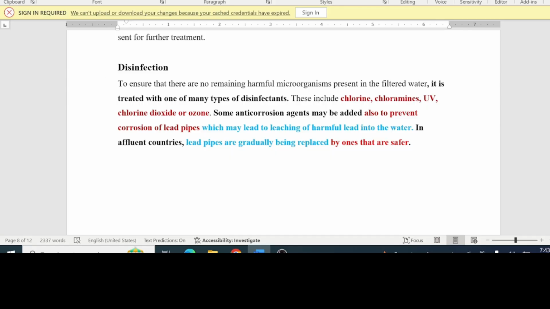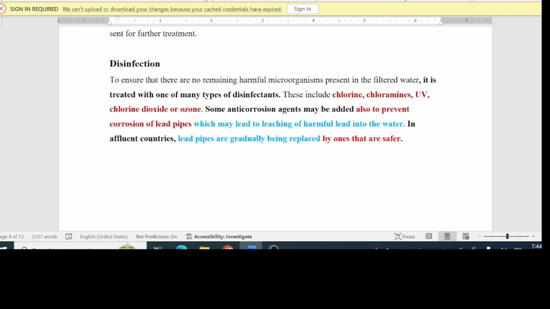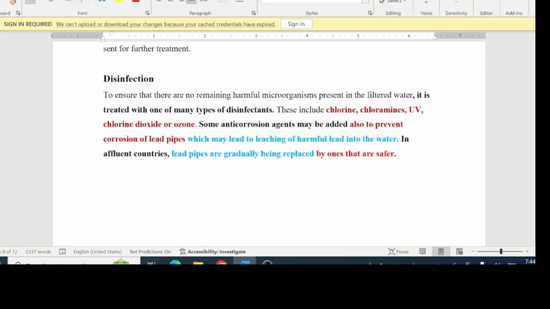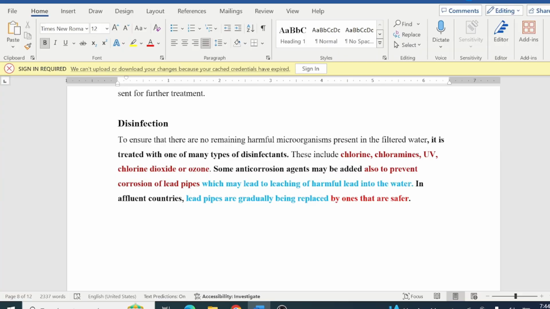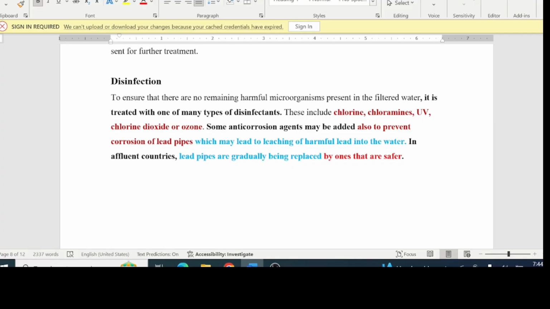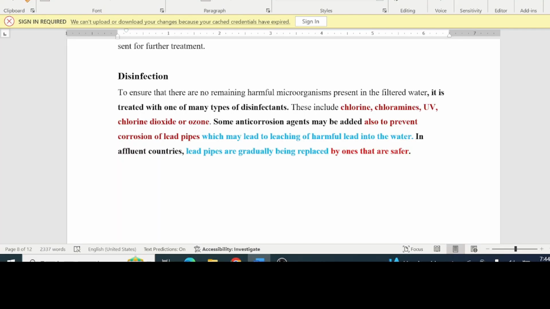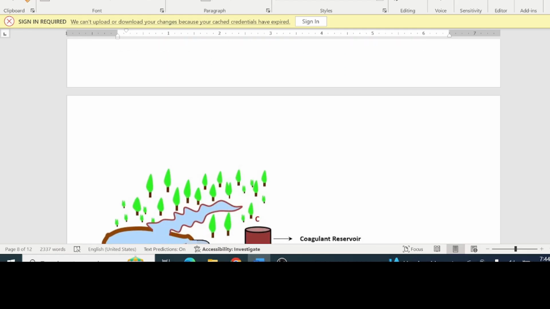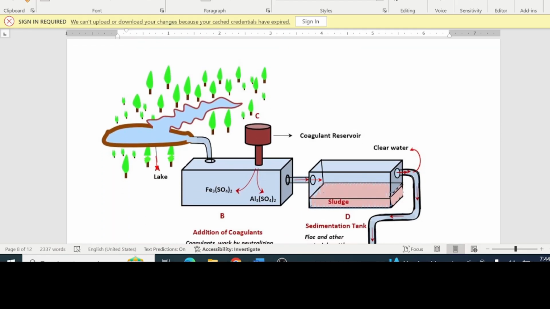To ensure that there are no remaining harmful microorganisms present in the filtered water, it is treated with one of many types of disinfectants. These include chlorine, chloramines, UV, chlorine dioxide, or ozone. Some anti-corrosion agents may be added also to prevent corrosion of lead pipes. What municipalities are doing now, those who can afford, they're replacing all those lead pipes with less dangerous things like plastics and so on. In affluent countries, lead pipes are gradually being replaced by ones that are safer. So these are the processes, and this depicts what is happening here.